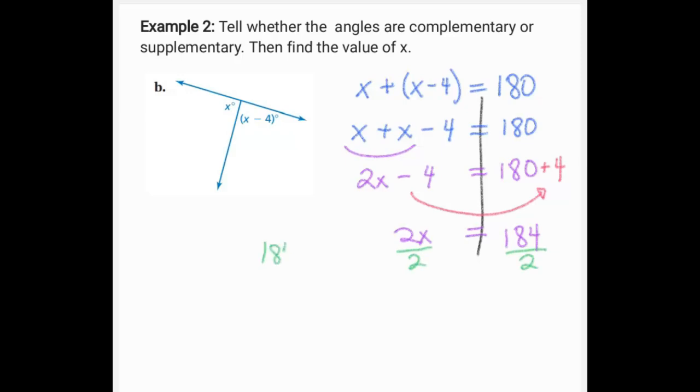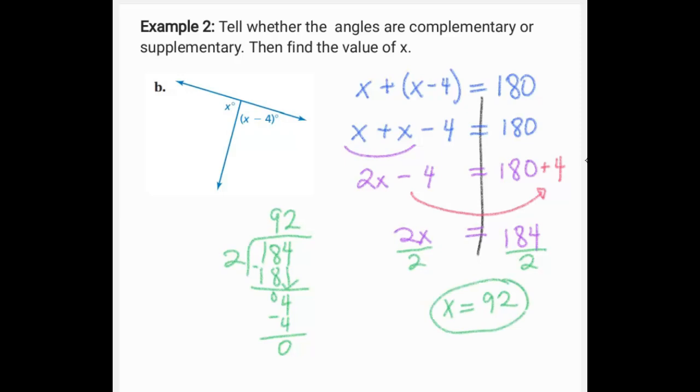I have 184 divided by 2. 2 cannot go into 1, so let's see if 2 can go into 18 evenly. 2 goes into 18 9 times, and I have a 4 I can bring down. 2 goes into 4 2 times, and we have no remainder, so in this case, x is equal to 92.